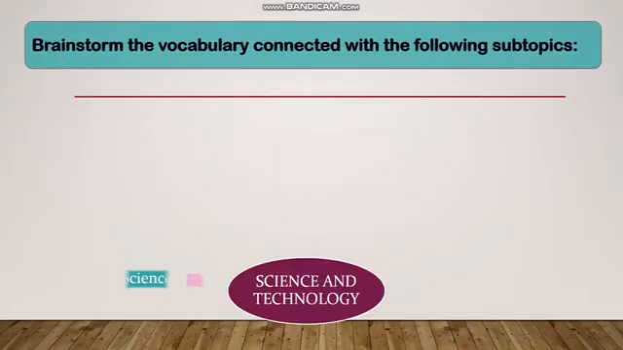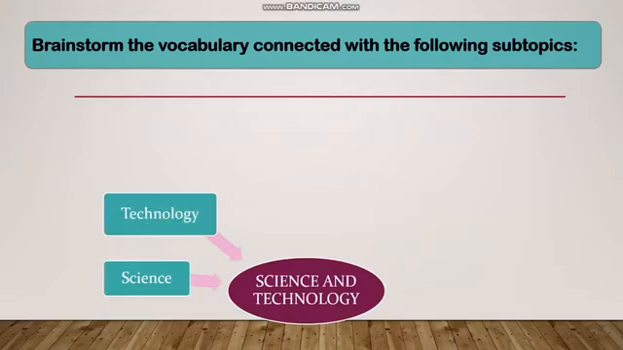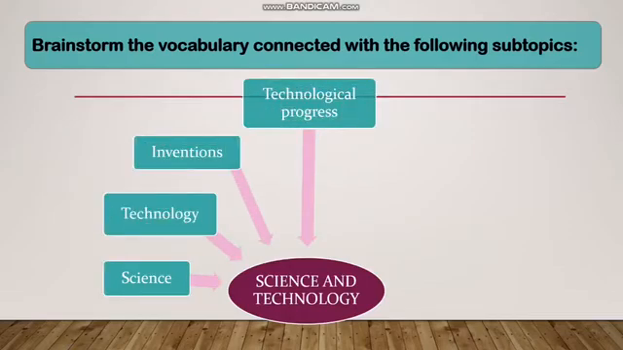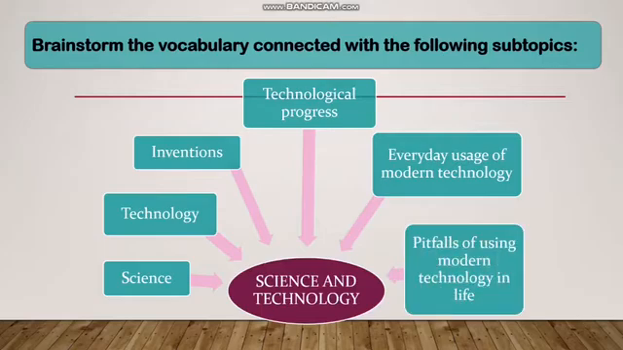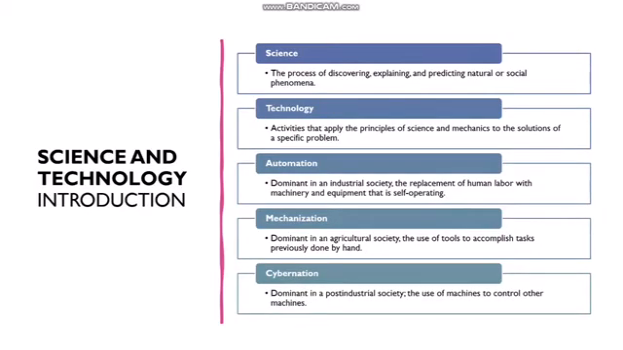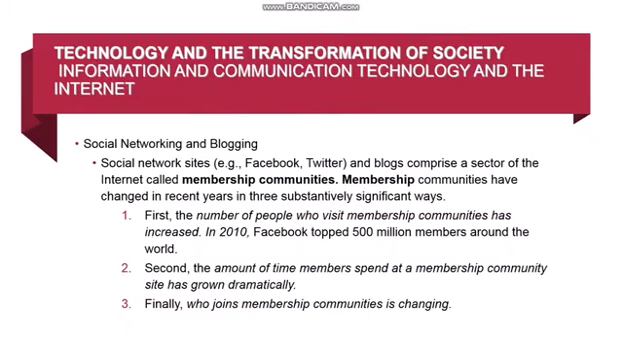Brainstorm the vocabulary connected with the following subtopics: science, technology, invention, technological progress, everyday usage of modern technology, pitfalls of using modern technology in life. This is more information about science, technology, automation, mechanization. Technology and the transformation of society, information and communication technology and the internet. Social networking and blogging.